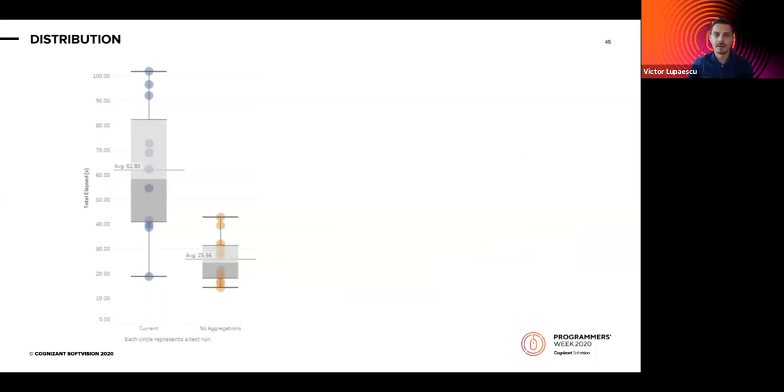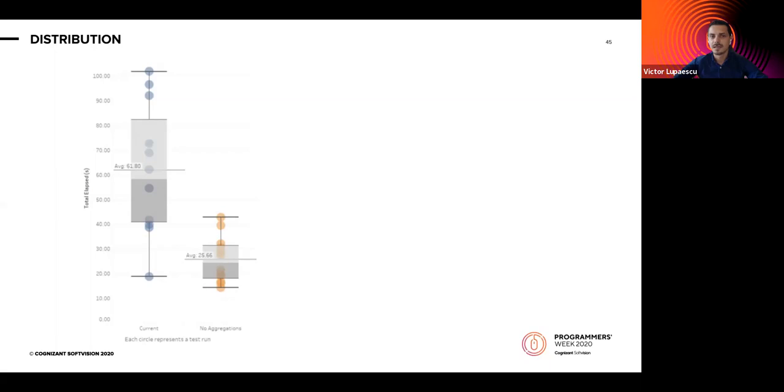In this case, we're comparing the performance of a query, the current implementation and the improved implementation. So current on the left, improved on the right. I can see all the test runs here and their response time. So each bullet represents a test run in both cases. And this type of chart has some added marks which help you better understand the distribution of the data.